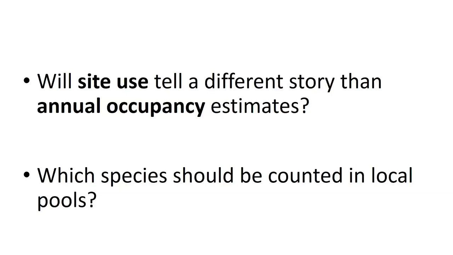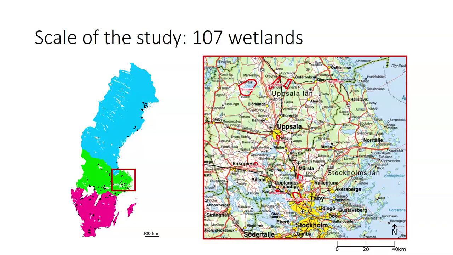do we want to account for when we sum up richness? Is it all of the species that we see, or is it those species that may nest in those sites that we are interested in? Are we interested in describing a site as useful or interesting for those species that nest there, or anything that's passed by? So we have 107 wetlands defined.